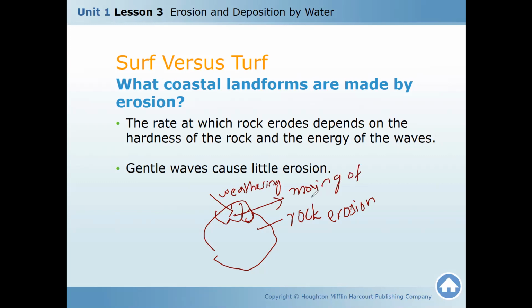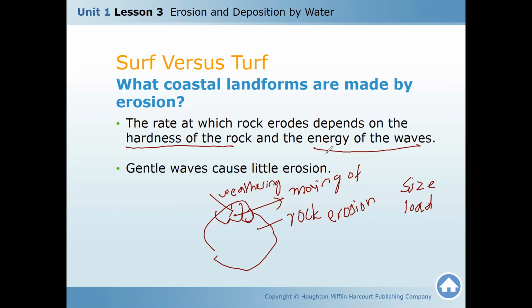So what is the rate? How fast it will move? It depends upon the size of the rock, the load, the weight, how heavy it is. For example, come on, move this. You will see how big it is, how heavy it is. If it is heavy, you will call your friend to move it. Similarly, if the pressure of the water is more, the rock will move easily. So it depends on the hardness, how hard the rock is, and the energy of the waves.